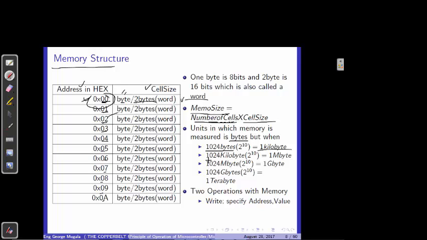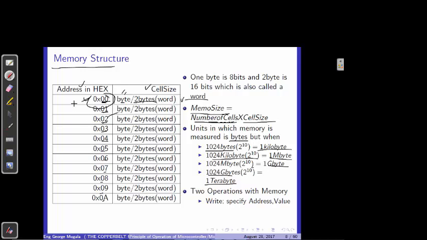If we have 1024 bytes, that refers to 1 kilobyte. If we have 1024 kilobytes, we have 1 megabyte. If we have 1024 megabytes, we have 1 gigabyte. If we have 1024 gigabytes, then we have 1 terabyte.